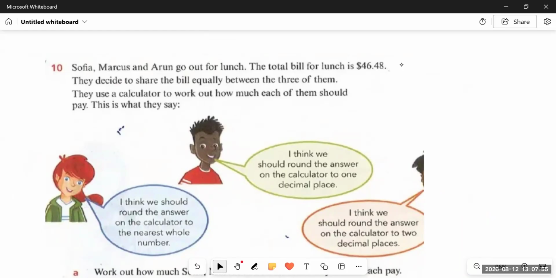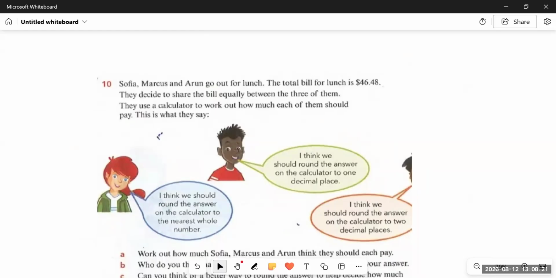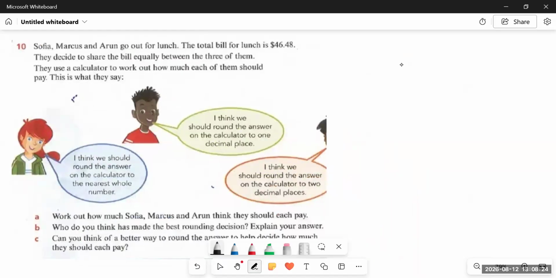So Sophia says, I think we should round the number on the calculator to the nearest whole number. Okay, Marcus says, I think we should round the answer on the calculator to 1 decimal place. And the third one, Arun, says, I think we should round the answer on the calculator to 2 decimal places. So they are all on a different page. Sophia is saying to the nearest whole number, meaning no decimal places. According to Marcus, to 1 decimal place. According to Arun, to 2 decimal places.